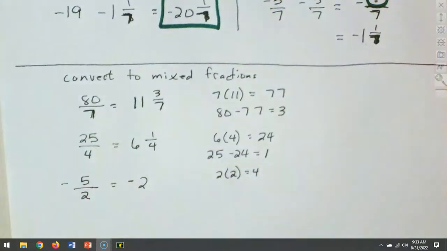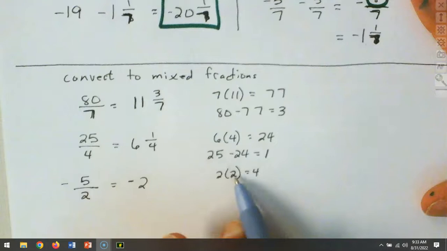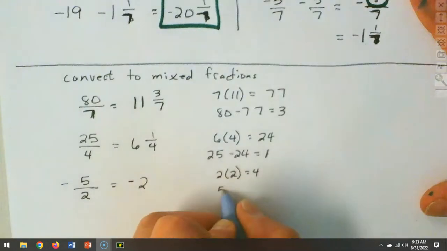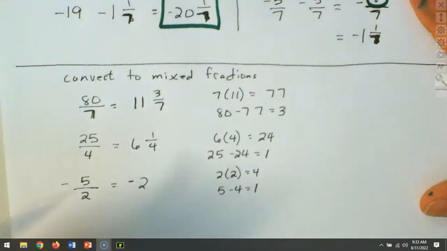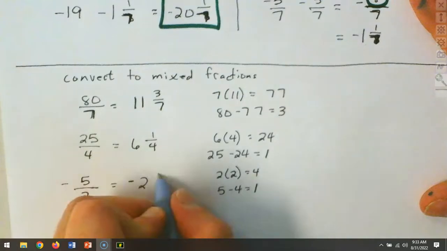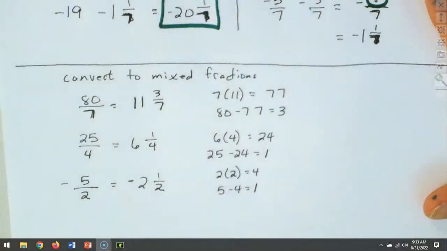Sorry about that. And yep, the answer is going to be 1, but we'll work this out. 2 times 2 is 4. Okay, and 5 minus 4 is a 1. So that's going to be minus 2 and what? 1/2.